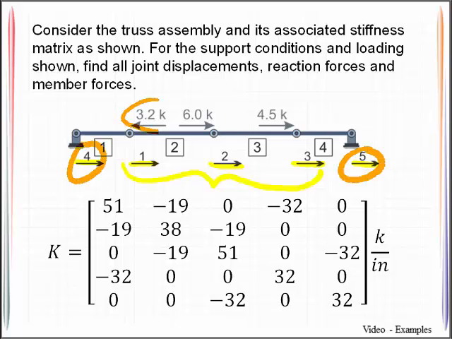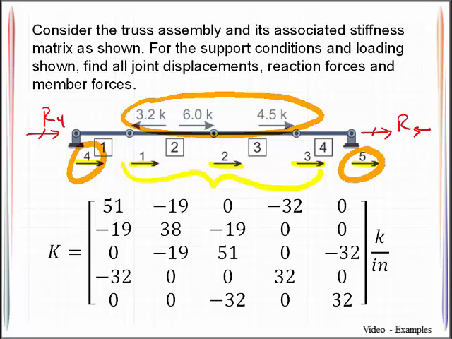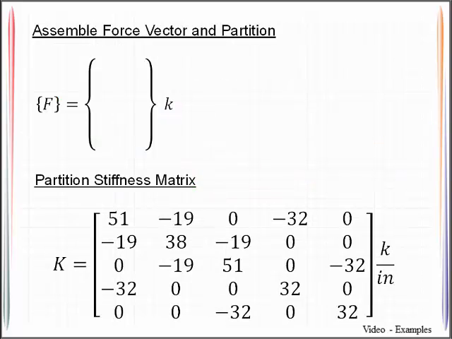You'll also notice the applied load that we have here. Thus, let me go ahead and label the reactions the way we know them. And I also want to label the degrees of freedom as they show up on that stiffness matrix. So with the stiffness matrix in hand, our next step is going to be to develop and assemble the force vector, and then we will go ahead and partition it.